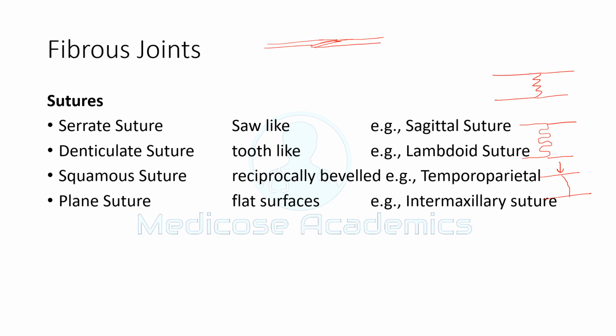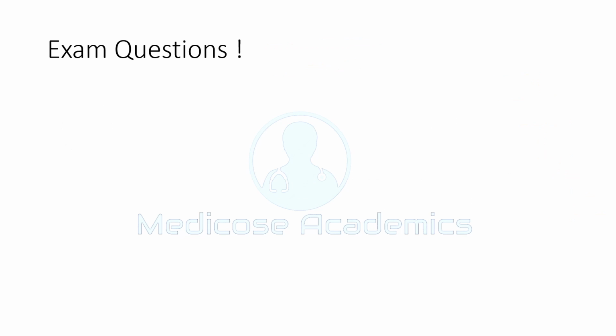Then there is plane suture. The name indicates flat surfaces. If we see from the top, it's again like this, just like squamous suture. But if we see from the side, in the cut section, they're not like this. They're simply two flat surfaces of the bones joining each other. So these are the different types of sutures that have been asked in the question sometimes.